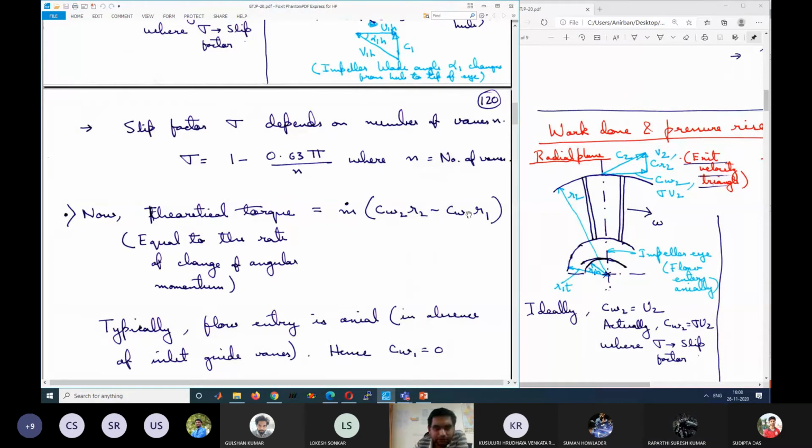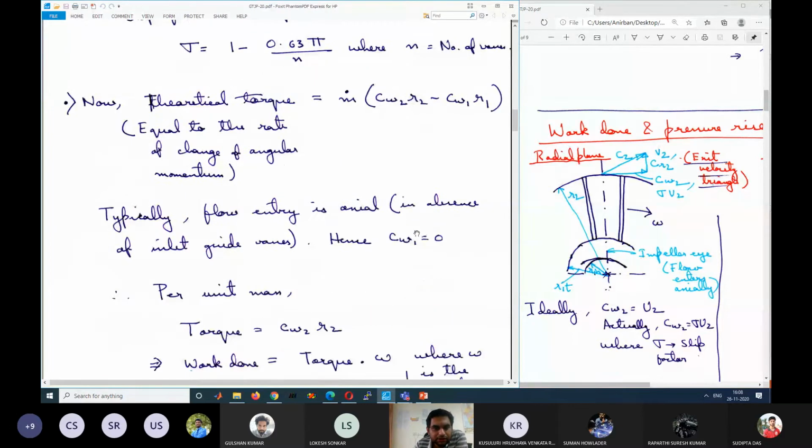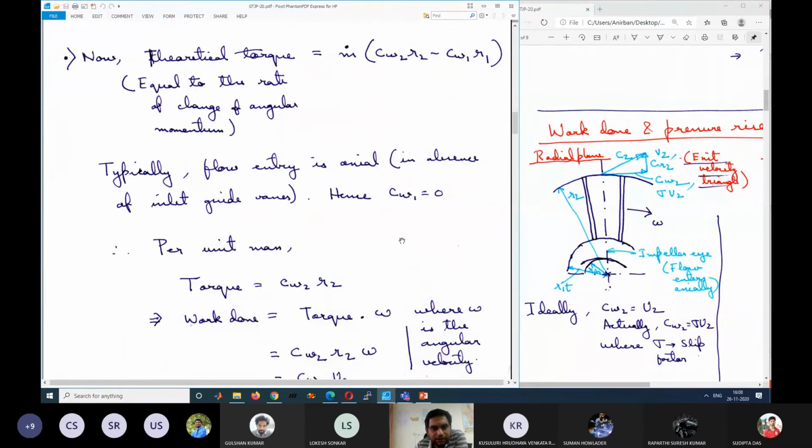Okay, so this term is equal to 0. So we are left with m dot Cw2 R2. I have mentioned that typically flow entry is axial in the absence of inlet guide vanes. We will see later that it need not always be 0. If there are inlet guide vanes, Cw1 can be non-zero. But in typical cases, it is 0 when there are no inlet guide vanes.